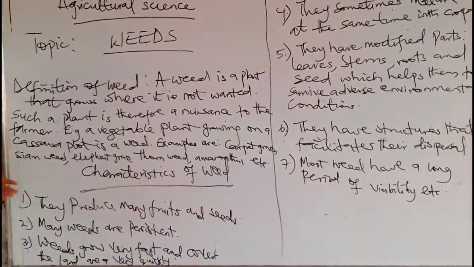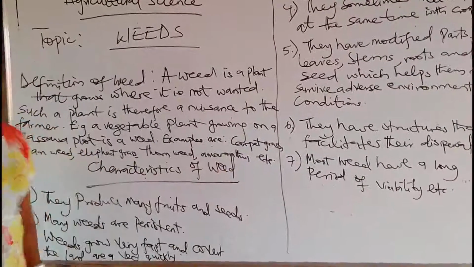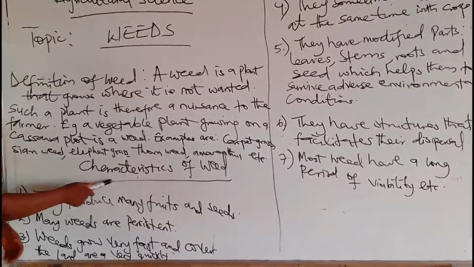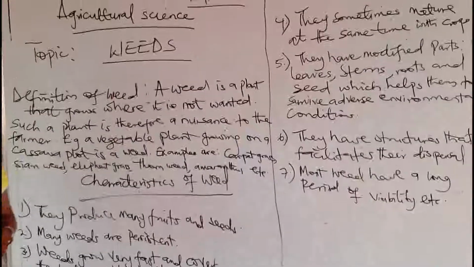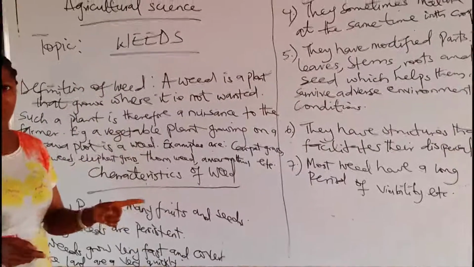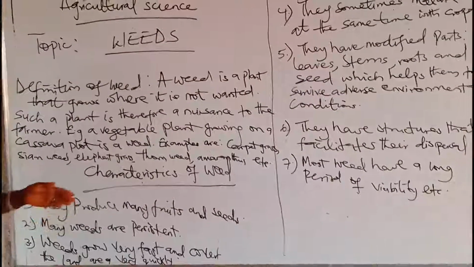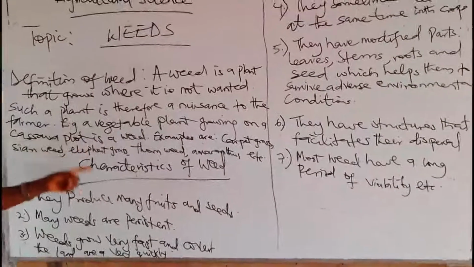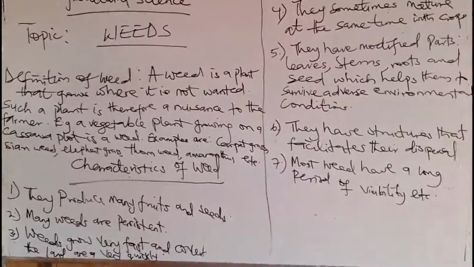Then we are moving down again to characteristics of weeds. I said what? Characteristics of weeds. Those things that we can see that will push us to say that this thing is a weed. Those attributes, those features you can see in a plant that will help us to say that that plant is a weed. We move on to number one.